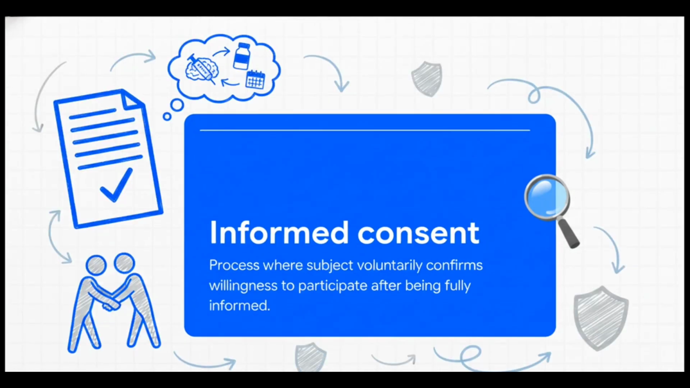All of this participant protection culminates in the informed consent process. And please remember, this isn't just a piece of paper getting signed. It is a full process by which a subject voluntarily confirms their willingness to participate. They can only do this after being informed of all aspects of the trial that are relevant to their decision. It is the ultimate safeguard of human rights in research.